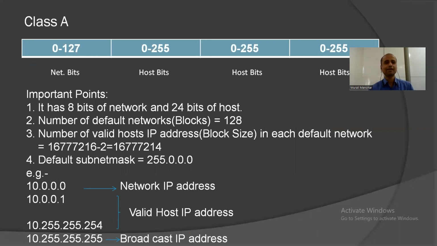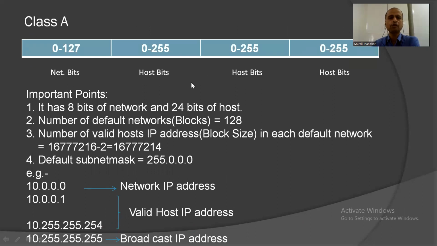This one is class A, and as I have told you, the 32 bits of IPv4 have been divided into 4 groups, and each group has 8 bits. So here are the 4 groups: first group, second group, third group, and fourth group. In class A, the range of the first group is 0 to 127. And this group is only used to represent different networks. The rest 3 groups are used to represent different hosts in a network.